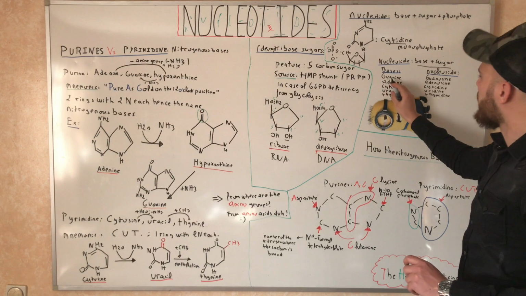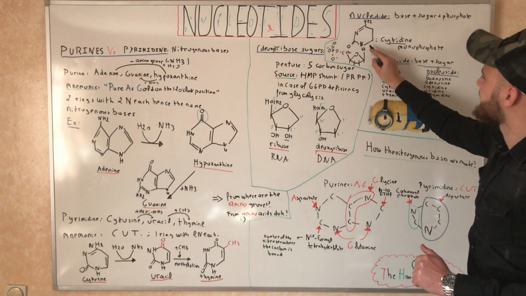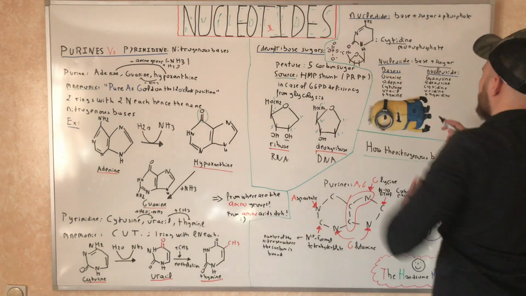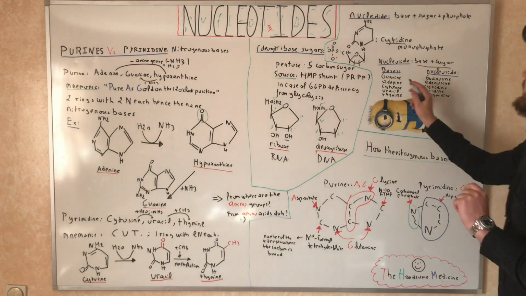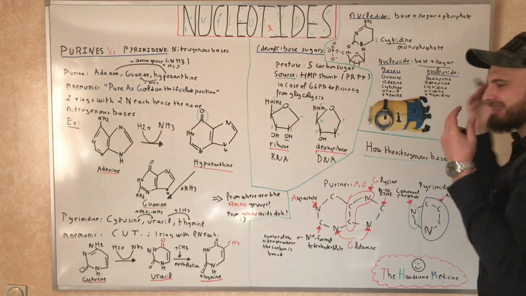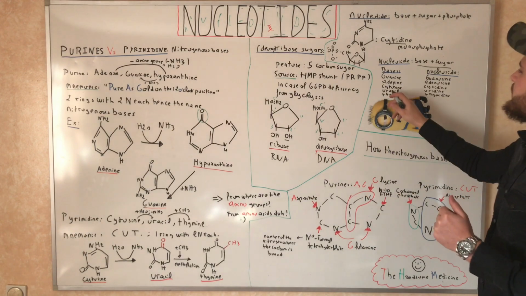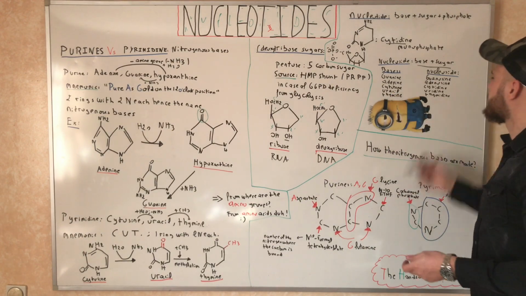The bases: guanine will be guanosine in nucleoside. It means when you have just base and sugar without phosphate, it will be a nucleoside. So guanine will become guanosine, the name changes. Adenine will become adenosine. Cytosine will become cytidine. Uracil will become uridine, and thymine will become thymidine.